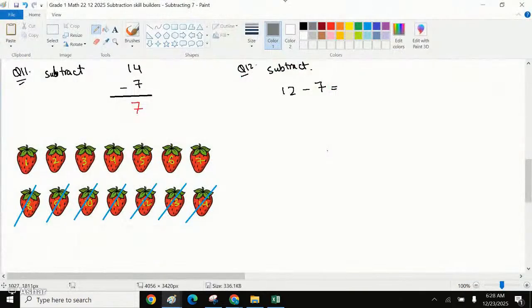We'll try to solve this by writing the numbers. Let's write 1, 2, 3, 4, 5, 6, 7, 8, 9, 10, 11, and the last one was 12, right? So the largest number here was 12. From 12 we had to subtract a 7. That means we write the numbers from 1 till 12 and we remove 7 numbers from it. We remove 1, 2, 3, 4, 5, 6, and 7.